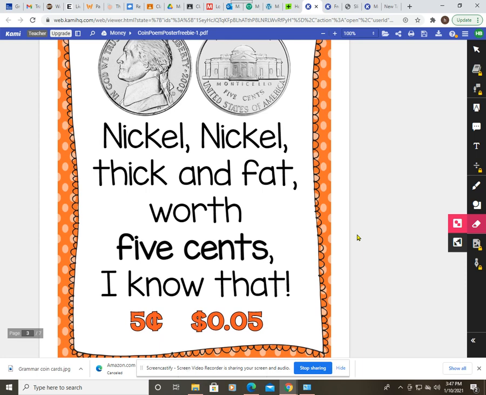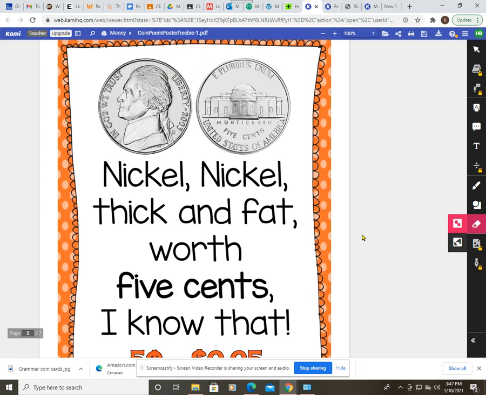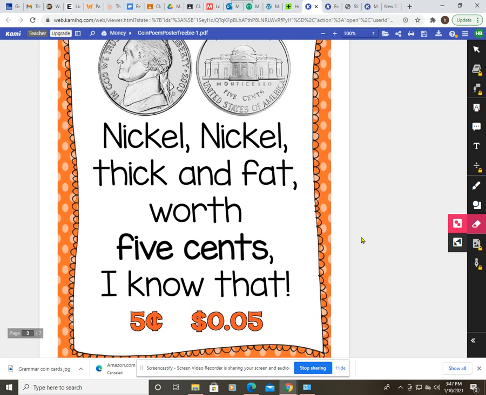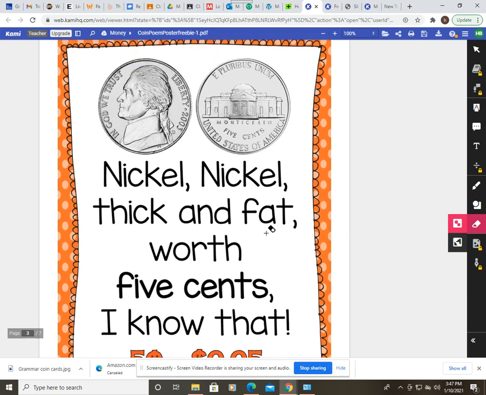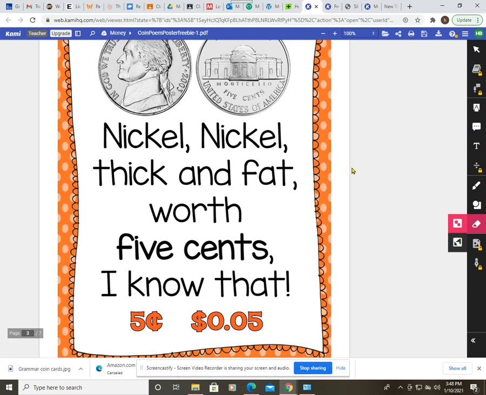Nickel, nickel, thick and fat, worth 5 cents. I know that. Now, I kind of wondered why that didn't say flat because I always feel like a nickel, if you've ever held one, seems definitely a little thicker than some of the other coins. The edge of it somehow is raised and it makes it feel a little bit thicker. And I believe it actually is a little thicker.